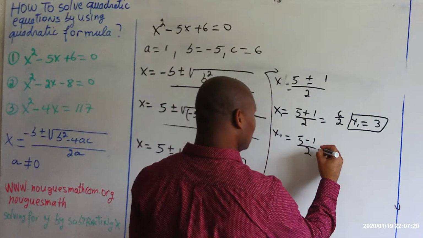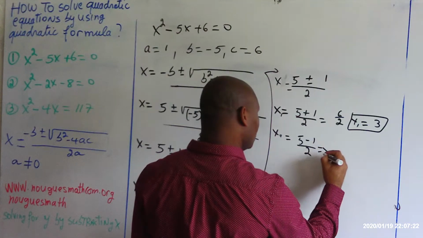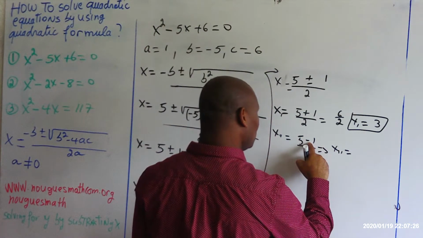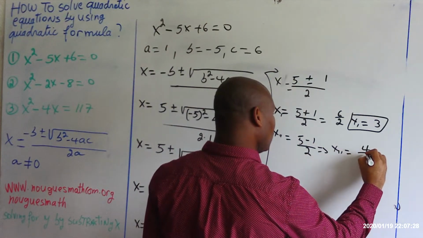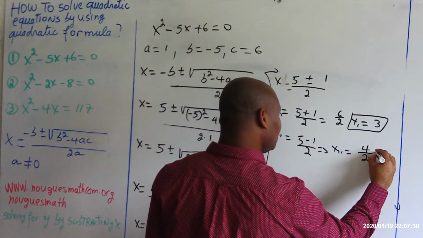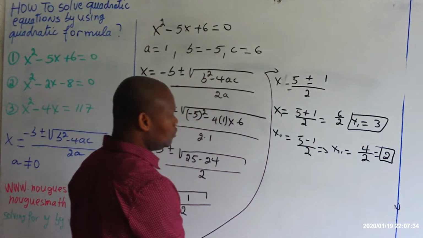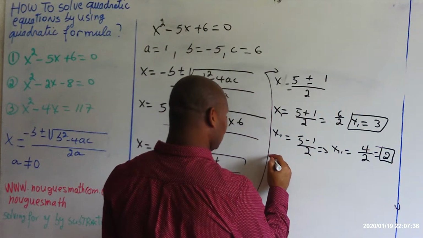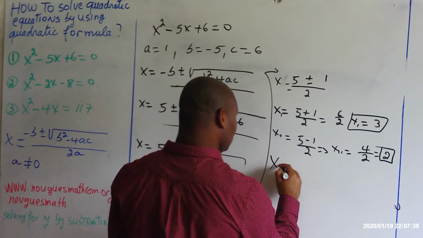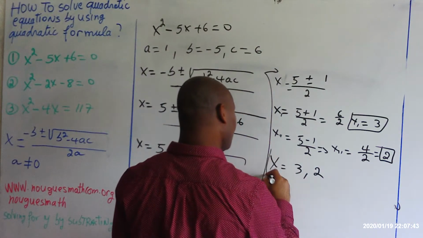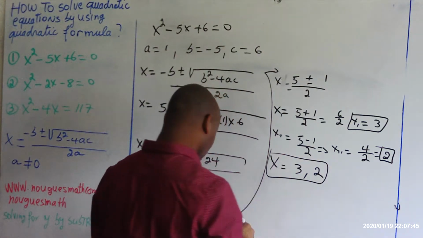Let's do the second one. So x second equals 5 minus 1, that's 4. 4 over 2, that's going to be 2. Alright, so the solution is, you can write it like that, x equals 3 and 2. Okay? Two solutions.